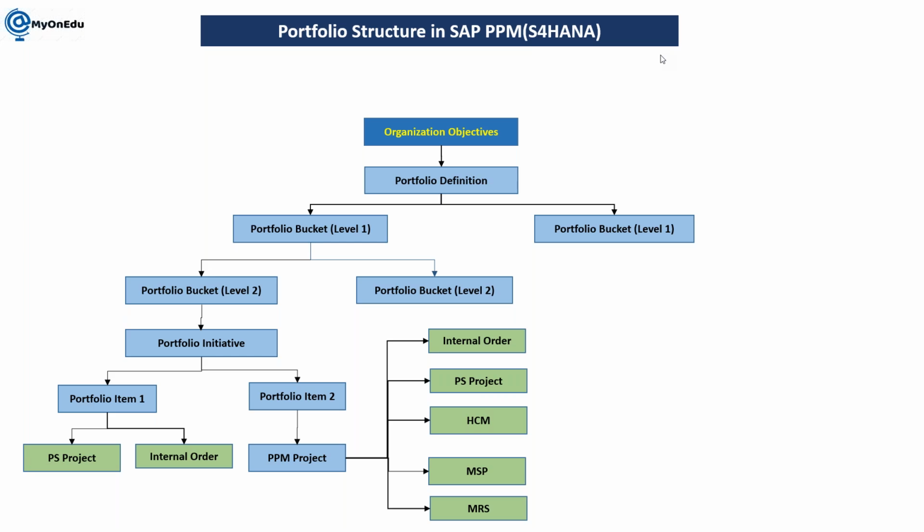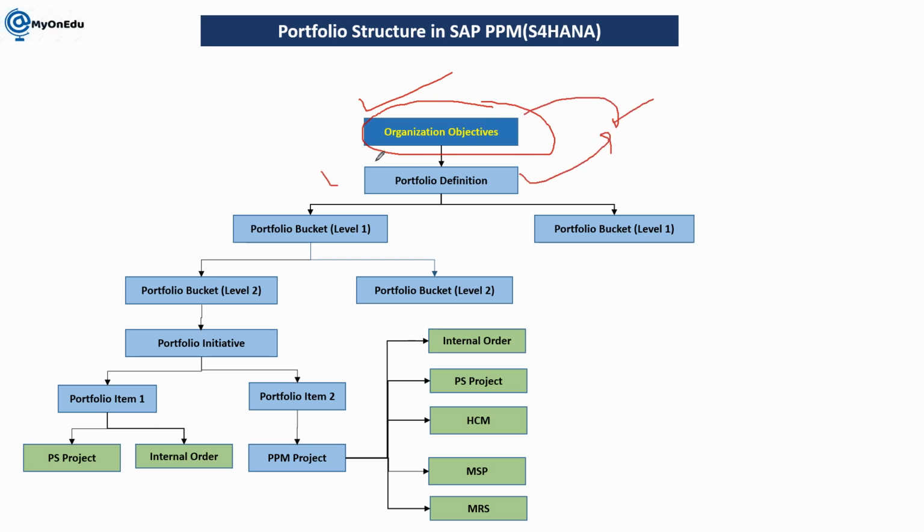Okay. So here, this is the portfolio structure in SAP PPM, to completely understand how we are going to integrate and move in this business process. Okay, first of all, we have organization objectives. We can define organization objectives. Basically, this is a separate module where we manage all these things, or as a custom solution, we can deliver it with portfolio also.